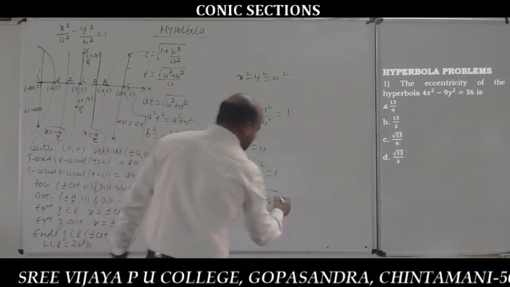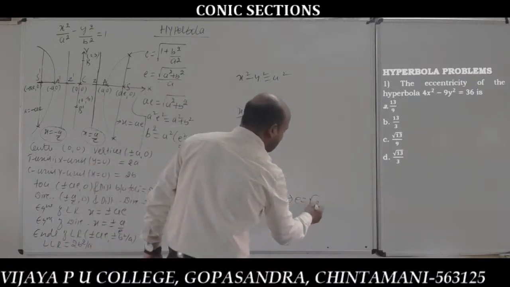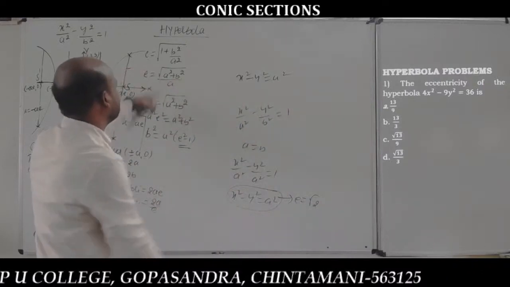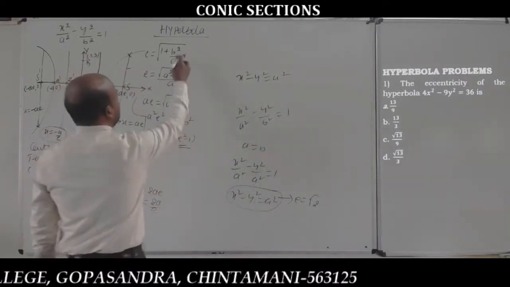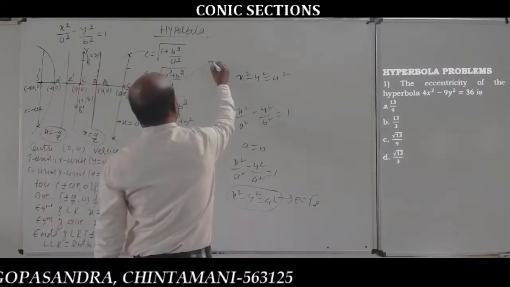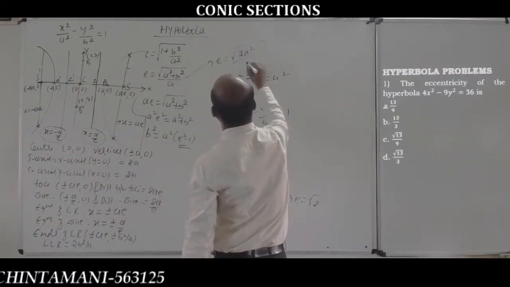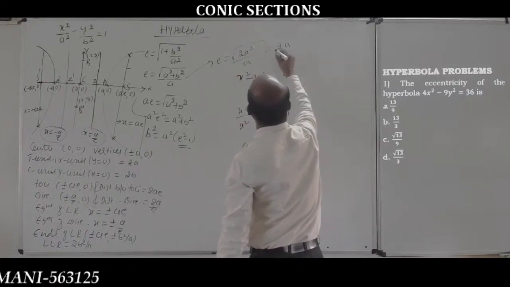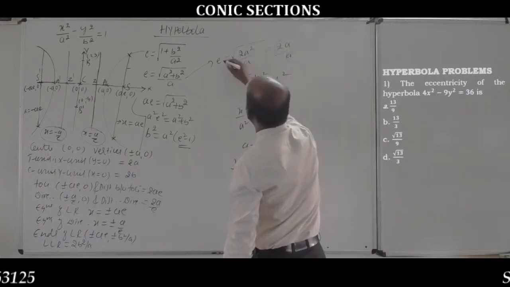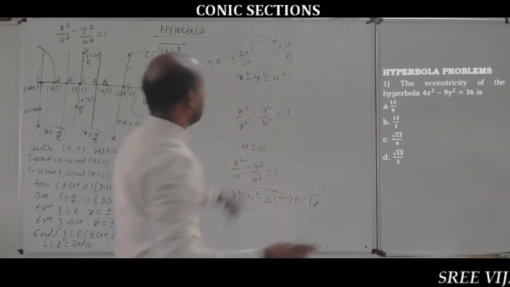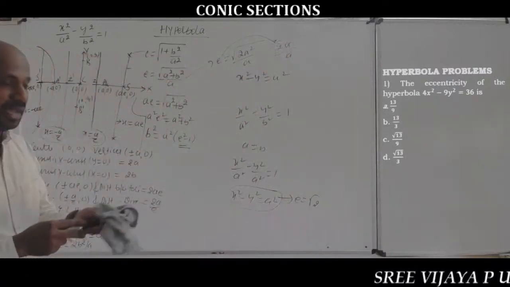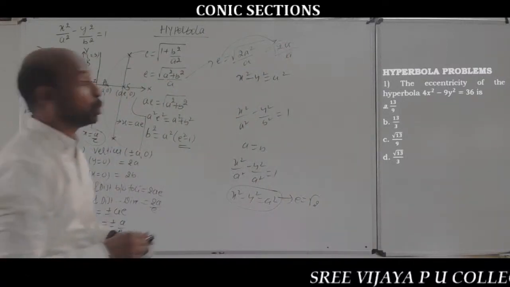Okay, now for this rectangular hyperbola, the eccentricity is always root 2. That means a equals b. So if we take a equals b, the eccentricity e is equal to root of a square plus a square, that is 2 times a square, by a. That is root 2 times a by a. So the eccentricity is equal to root 2. For the rectangular hyperbola, the eccentricity is always root 2.